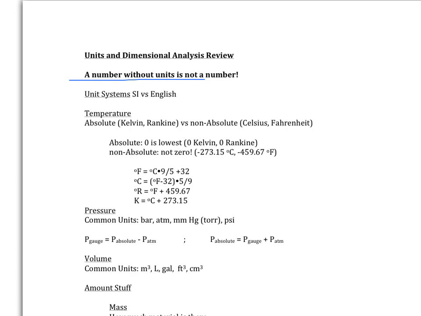Let me just start off and emphasize this: a number without units is not a number. So in engineering, everything has to have units. If you don't want units, go take a math course. But if you want to be an engineer, you need to pay attention to units, because oftentimes when we're multiplying or adding numbers, if we have the wrong units, it's going to mess up the whole entire problem, and you're going to get a wrong answer, wrong units, and the end result is just going to be garbage.